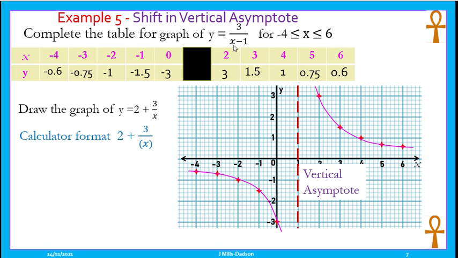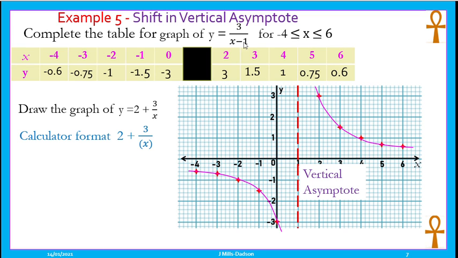The reason is that we are what? X minus 1. It works in the opposite way. When it's minus 1, it shifts 1 unit to the right. When it's plus 1, it shifts 1 unit to the left. So you need to understand that. When it's plus 4, the vertical asymptote will shift 4 units to the left. When it's minus 4, it will shift 4 units to the right.